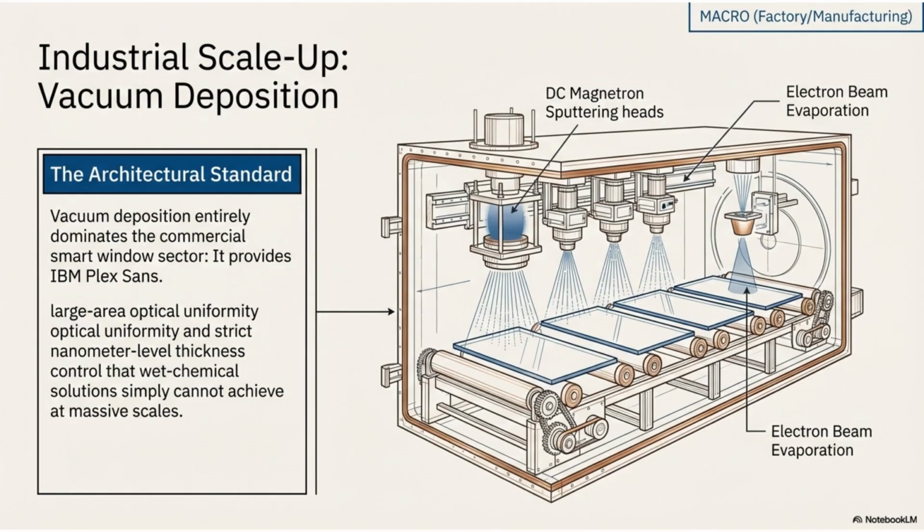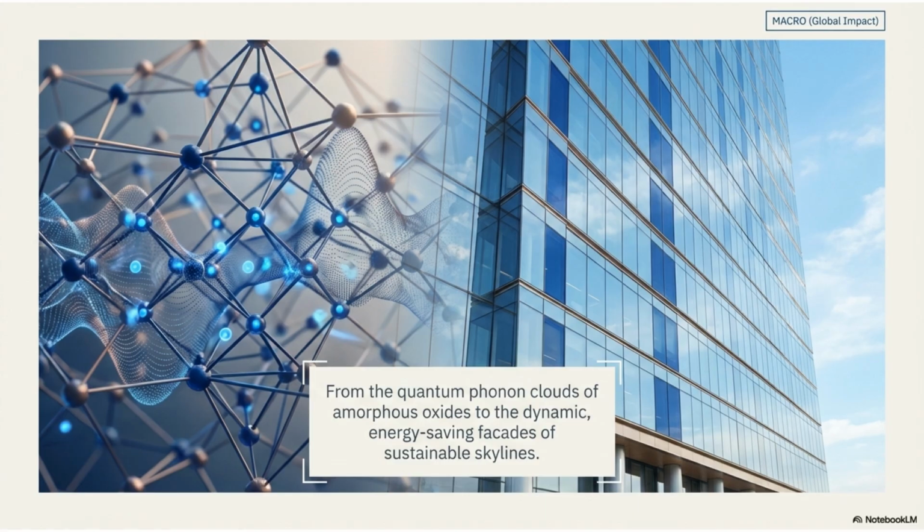Industrial scale-up relies on vacuum deposition, which dominates the commercial smart window sector. This method provides large area optical uniformity and strict nanometer-level thickness control, which wet chemical solutions cannot achieve at massive scales. Electrochromic engineering promises a shift from the quantum level of amorphous oxides to dynamic, energy-saving facades, creating sustainable skylines worldwide.